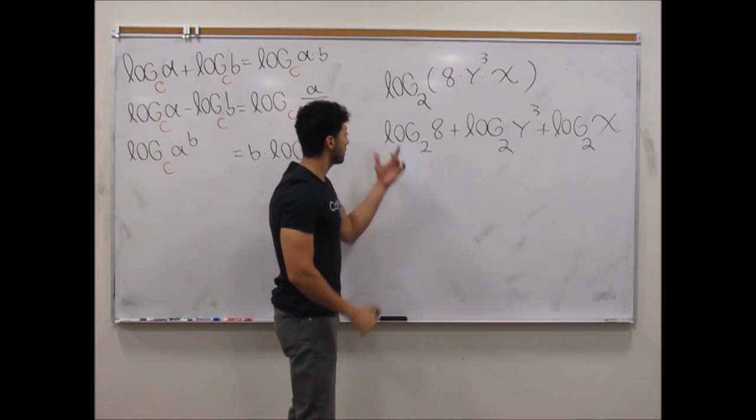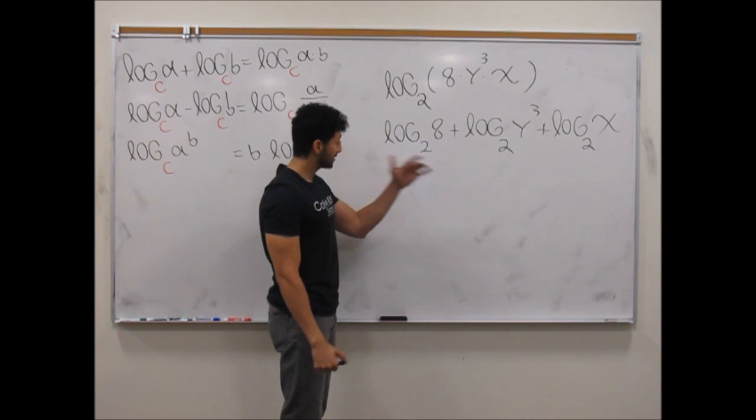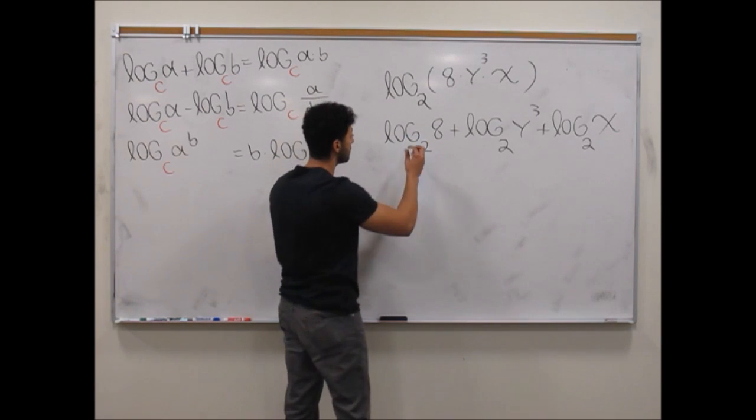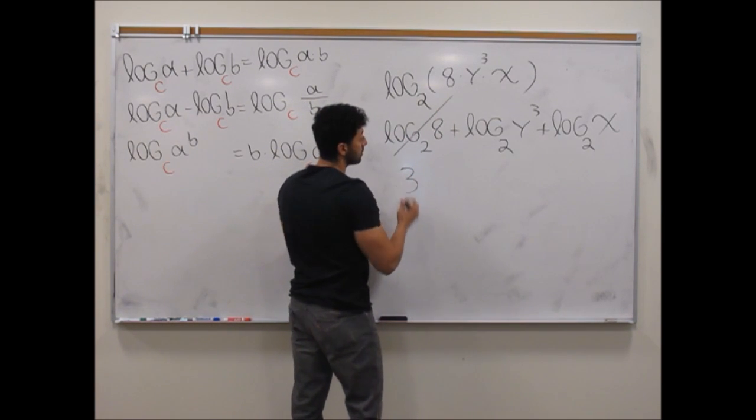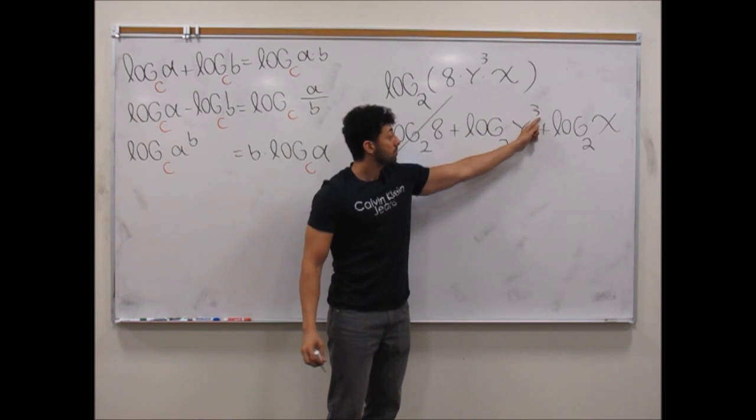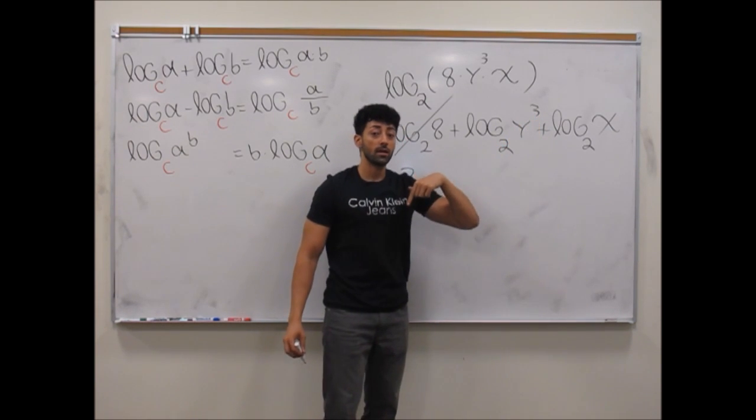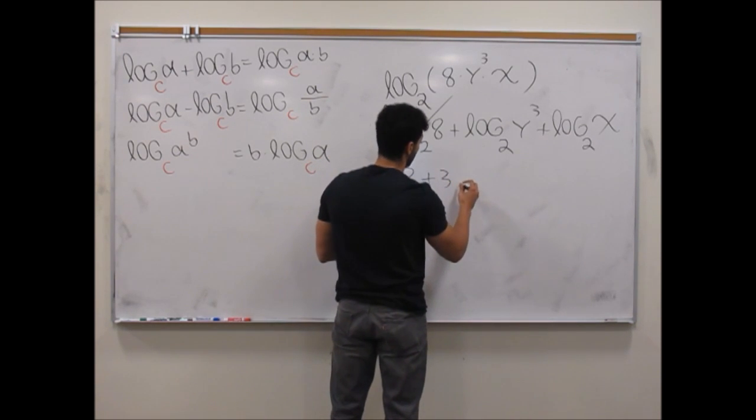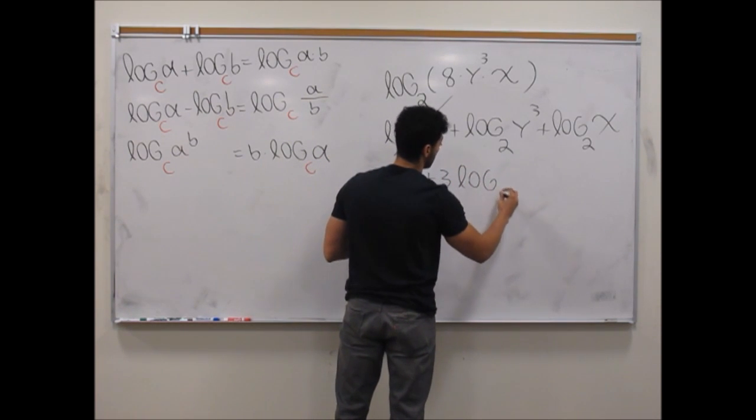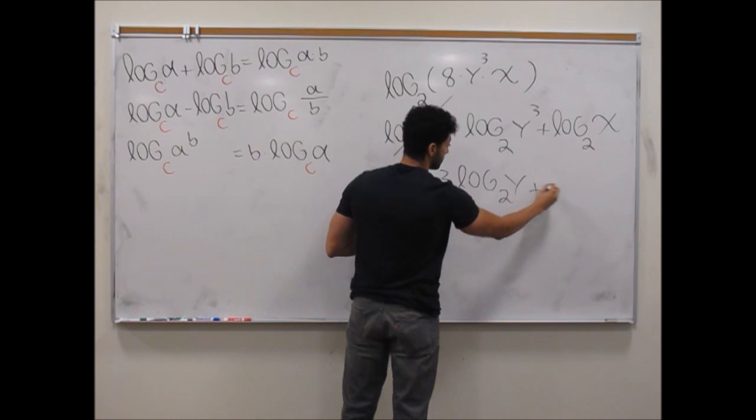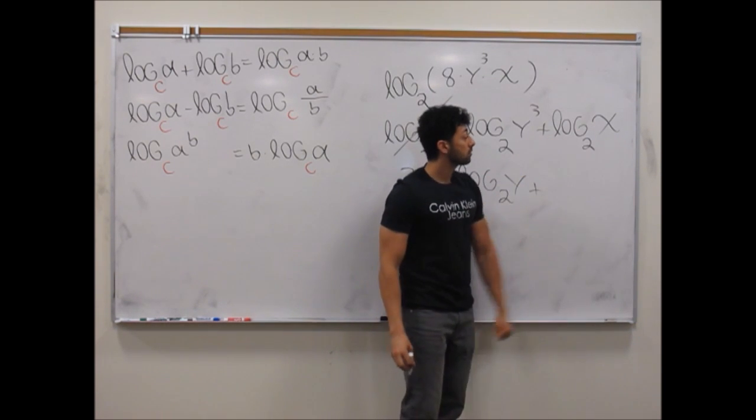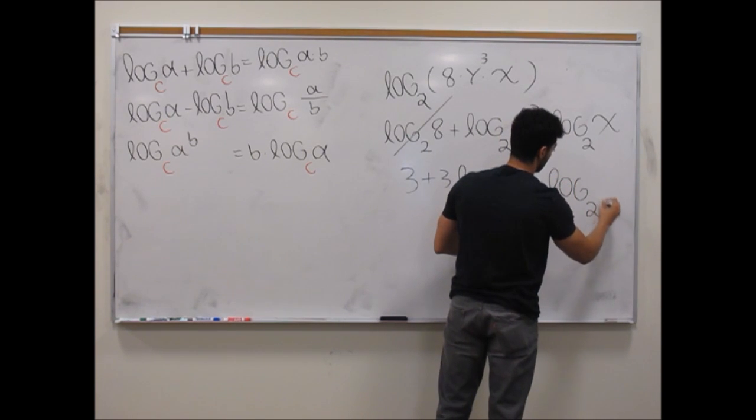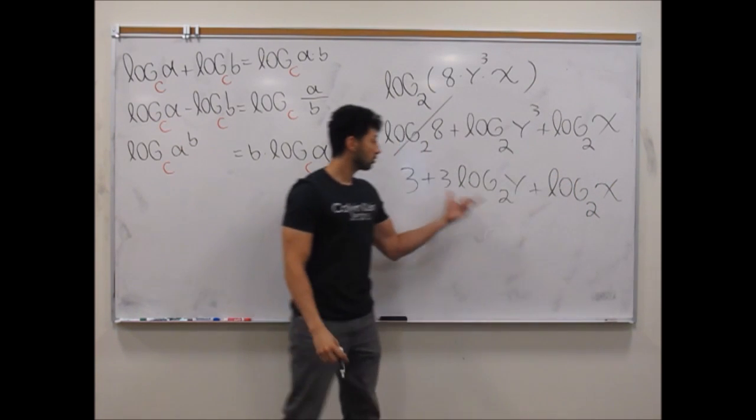Okay? So right here we notice this could be simplified. This is like saying 2 to what power is 8, which happens to be 3. So this is just a 3 here. And then, like I said, if there's any exponents left over, we just want to go ahead and bring that back, because that's just simplifying further. So plus 3 log base 2 of y plus log base 2 of x, and there's nothing really that we could do here. So this would be the final answer.